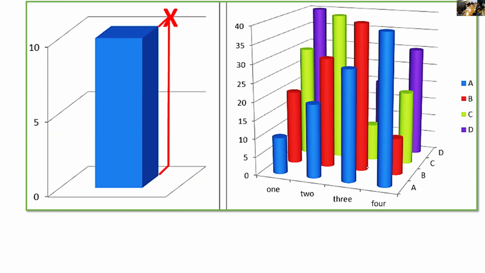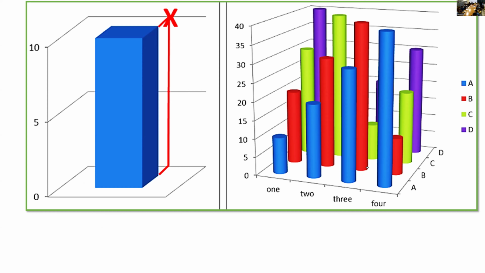You see this, what is the value of this point? How did you read that? So from 10, you have to go there, go all the way and say, oh, that is 10. So it's not very easy to interpret 3D graphs. So as far as possible, avoid doing 3D graphs.